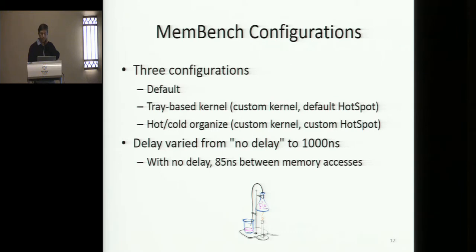Now also for each of these configurations, we vary the delay between memory accesses to control the bandwidth requirements of the workload. So we report this delay as the number of nanoseconds between each memory access. And we found that when we did no computation between memory accesses, we had a delay of 85 nanoseconds.